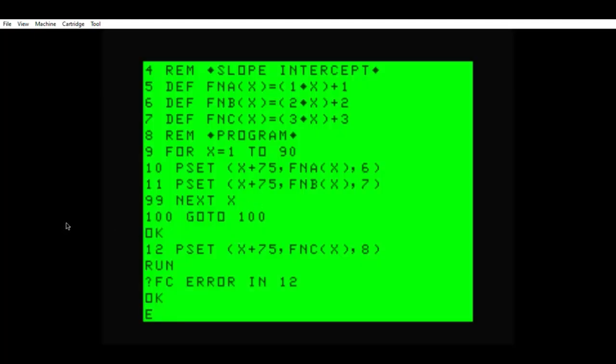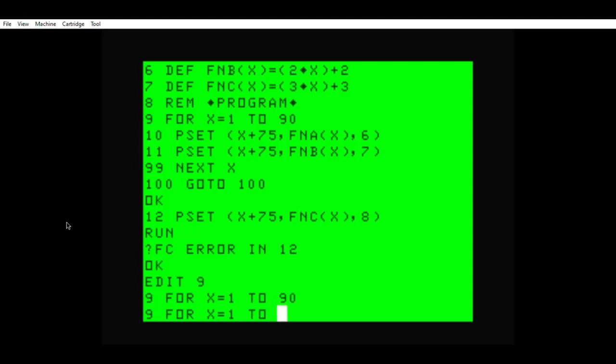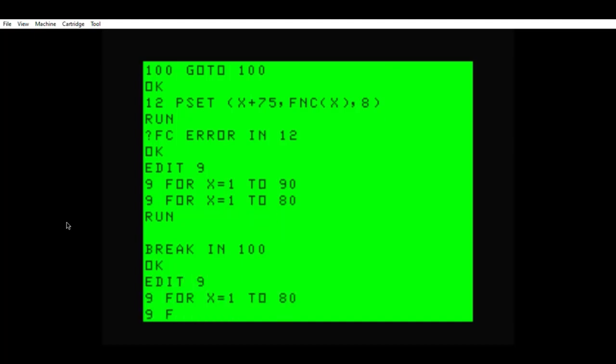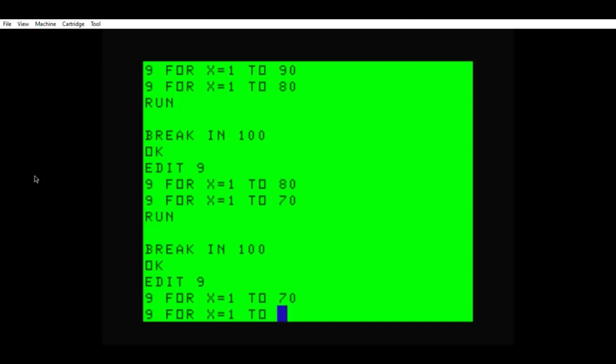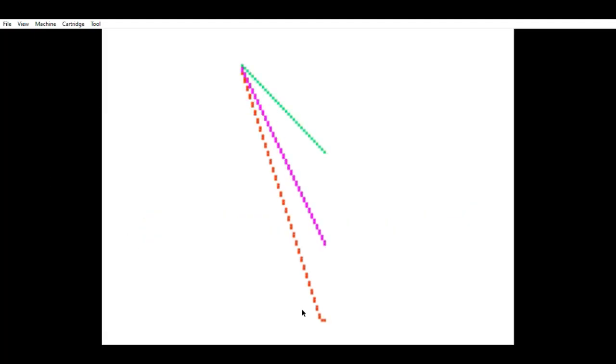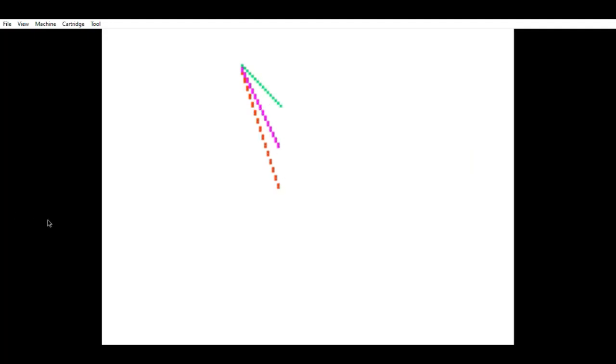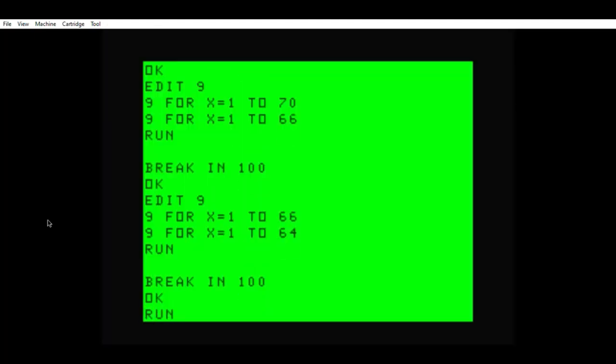Okay, so this, well, we're going to have to change this again to a smaller number because now it's giving me an FC error. It's going out of range here. And I still have to change it to even less. We'll try 70. Maybe that'll work. Nope. Edit 9 again. 66. I just don't want it going out of range. Edit 9. Okay. That's good. It's still hitting, but it's not giving me an error.